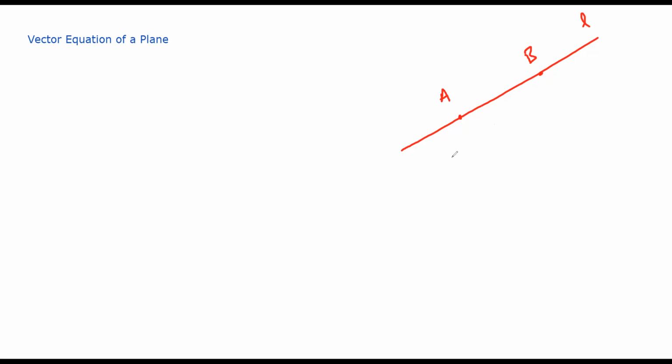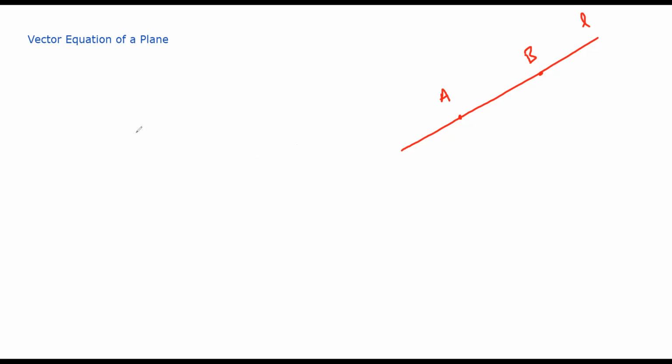A line can be described through 2 points lying on the line, or you can tell its location if you have 1 point on the line and its gradient. Do you agree with this or not? Yes? Okay. Now, coming to the plane.